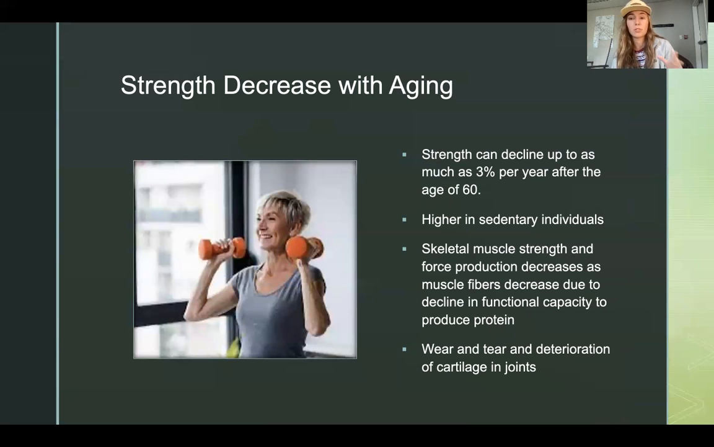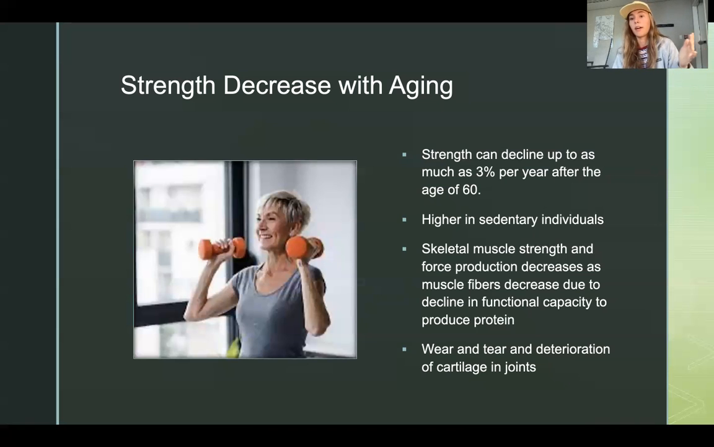So skeletal muscle strength and force production decreases as the muscle fibers decrease in size, due to this decline in the functional capacity to produce protein. Obviously producing protein is super important in repairing muscles and building new muscle fibers. This isn't happening as much as an individual ages, and force production will decrease because the muscle fibers are decreasing as well. So that's just kind of a fact as you age.